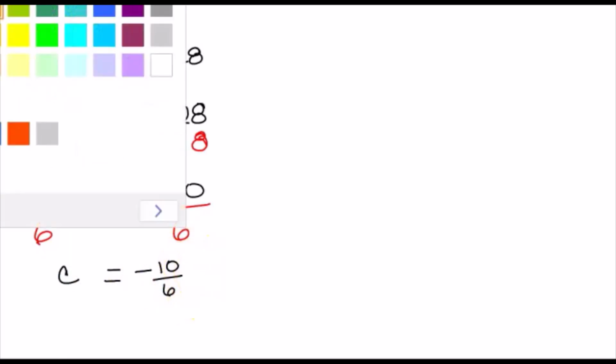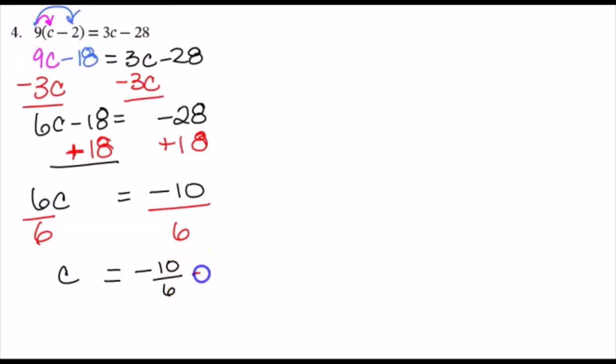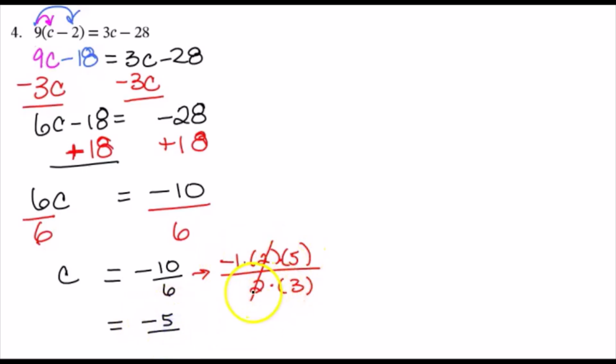But I do recognize, I'm going to switch to a different color here, that negative 10 is negative 1 times 2 times 5, and 6 is 2 times 3. And then here you see the 2's will cancel out. You can only do this when there's multiplication between the numbers. So now we can reduce negative 10/6 to negative 1 times 5, which is negative 5 over 3.